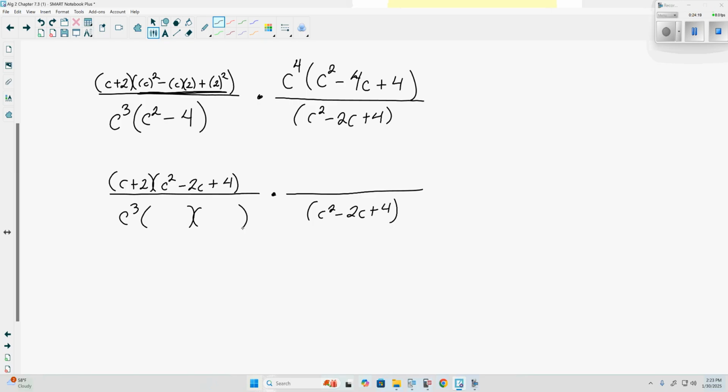The other two, I'm going to start with our c squared minus 4. It will factor. It's our difference of perfect squares. So it'll factor to what? C plus 2, c minus 2. Difference of perfect squares, c squared, c and c. 4 is 2 and 2. Since they're being subtracted, we'll have our plus and minus.